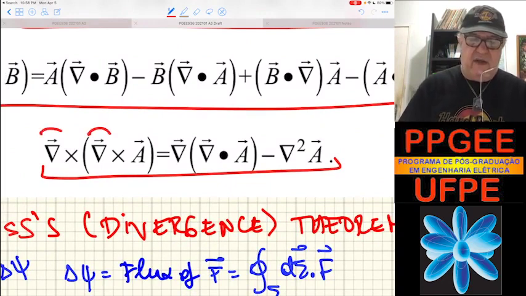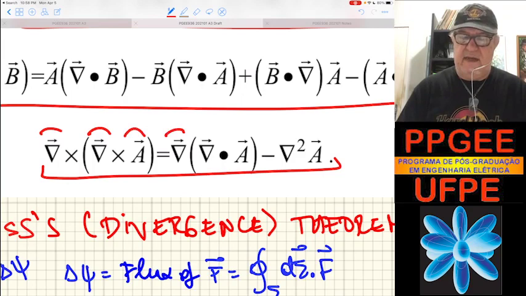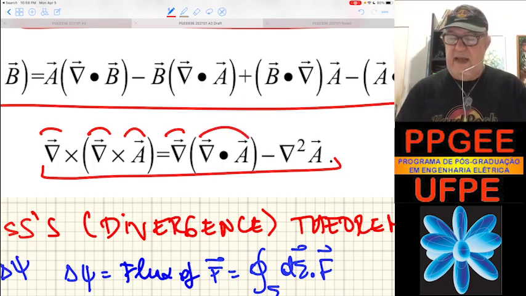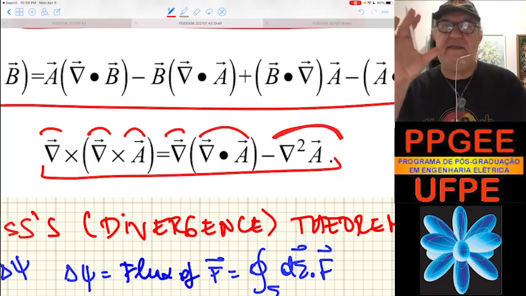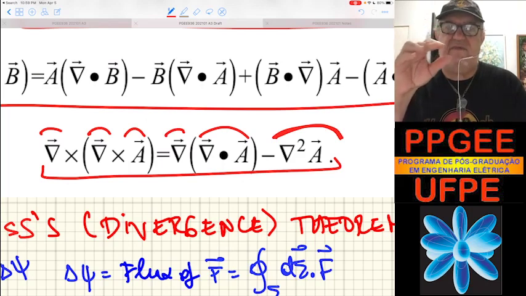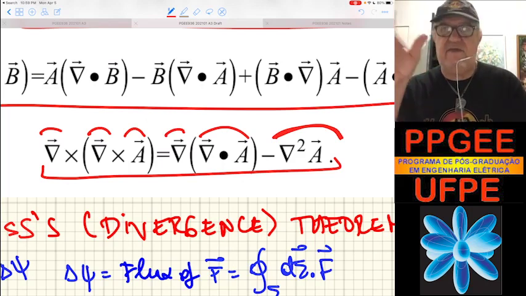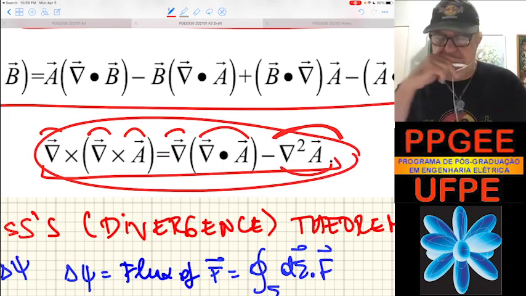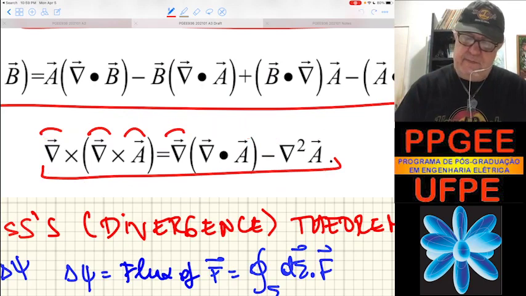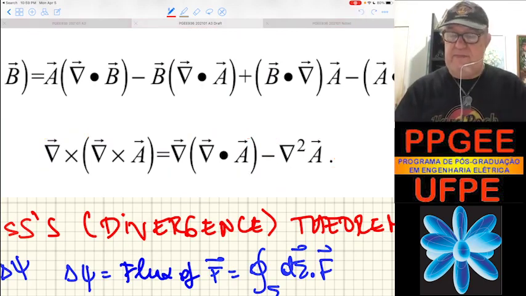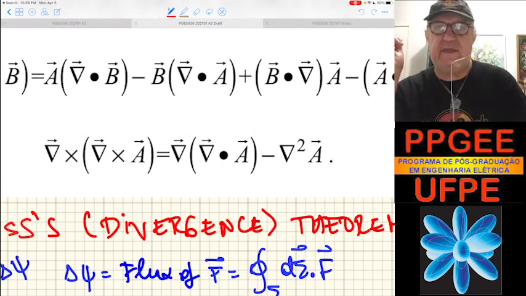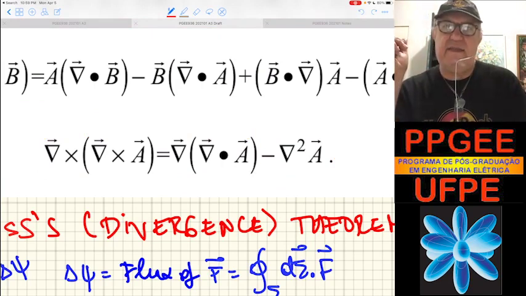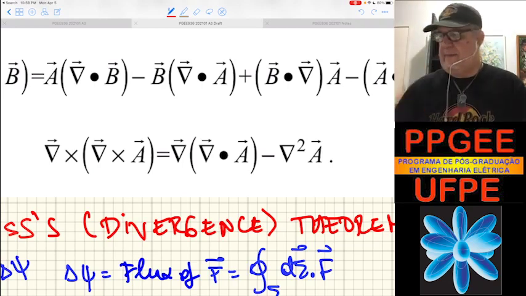The curl of the curl of a vector equals the gradient of the divergence of the vector minus the Laplacian of the vector. Okay, the Laplacian of a vector is not the same as the Laplacian of a scalar function. It's a different thing. In fact, to calculate the Laplacian, you have to use this identity in many cases. The Laplacian of a vector is going to appear when we deal with the vector potential for the magnetic field and the wave equation, the Helmholtz equation, in fact.